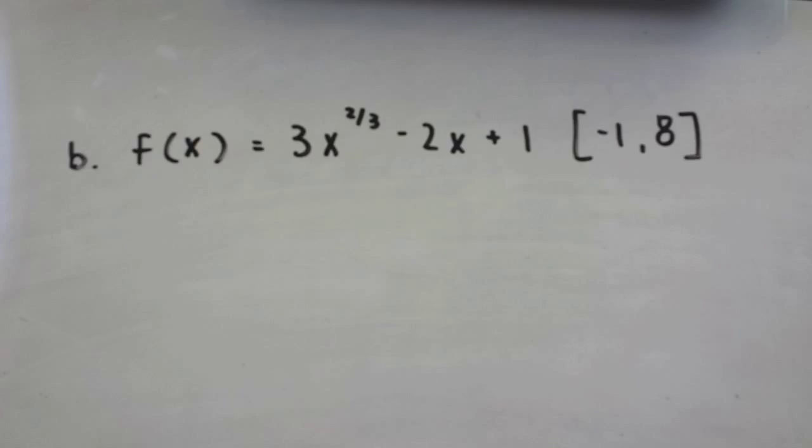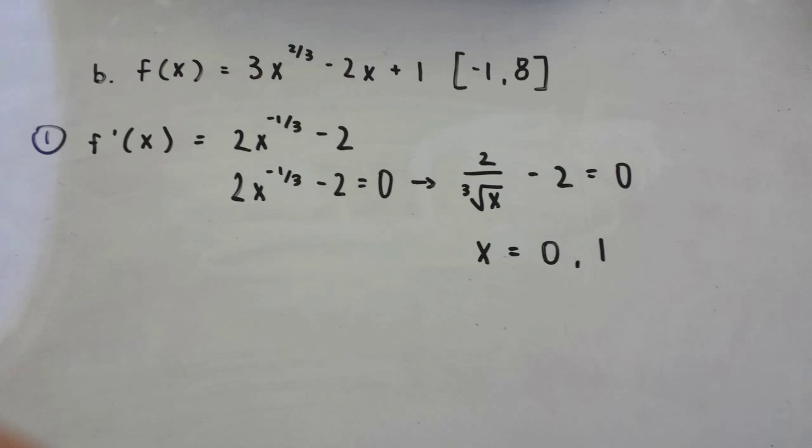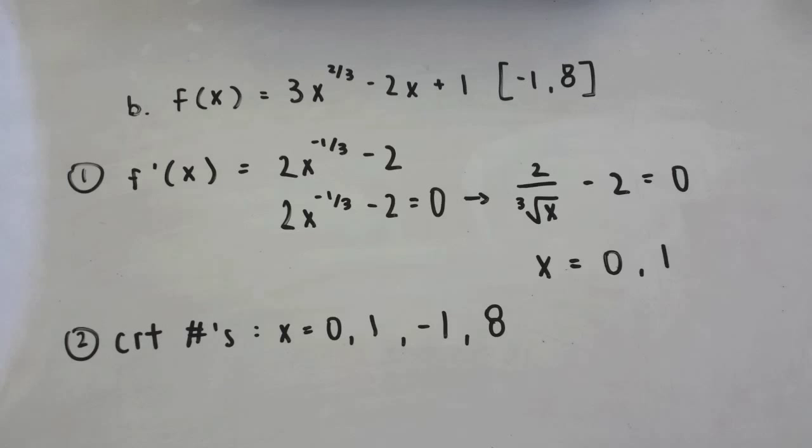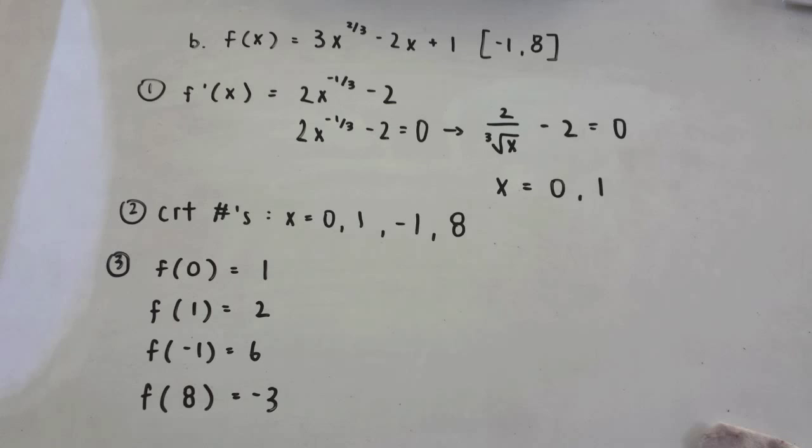Alrighty then, let's repeat this process with b. F of x equals 3x to the 2/3 power minus 2x plus 1 over the interval negative 1 to 8. You derive f of x to get f prime of x equals 2x to the negative 1/3 minus 2. Put that equal to 0, solve for x, and find that the critical values are 0 and 1. Now you plug in your critical points and your endpoints into the original equation to find the y values. You found the points 0, 1; 1, 2; negative 1, 6; and 8, negative 3.